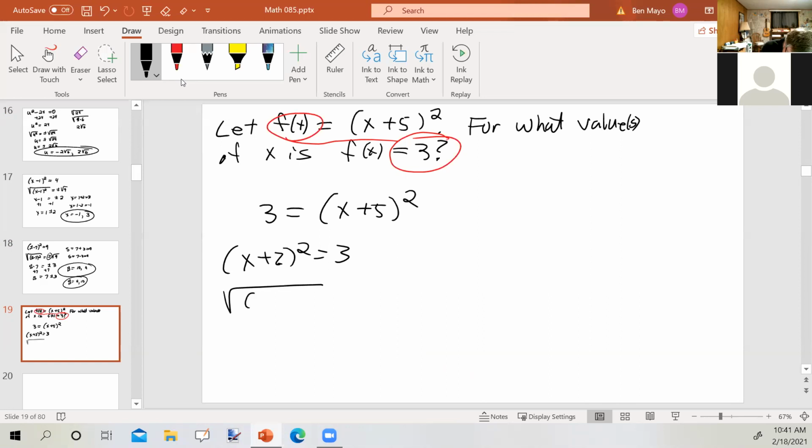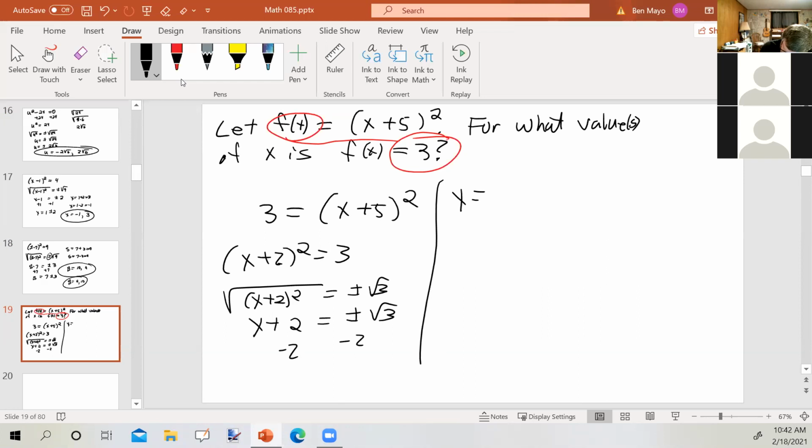So now I'll take the square root of both sides. I get x plus 2 equals plus or minus the square root of 3. I'll subtract 2 from both sides. Isn't it 5? x plus 5? I've done it again. I'm so sorry. Yes, it is. I keep transferring things incorrectly. Thank you. Thank you. Okay. We good so far?